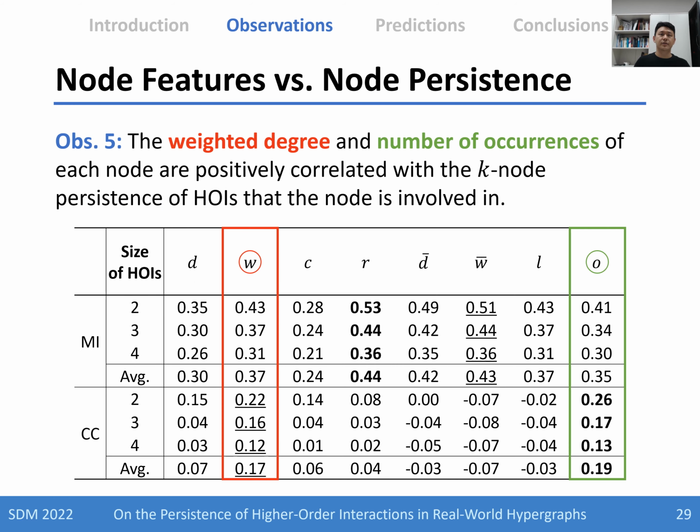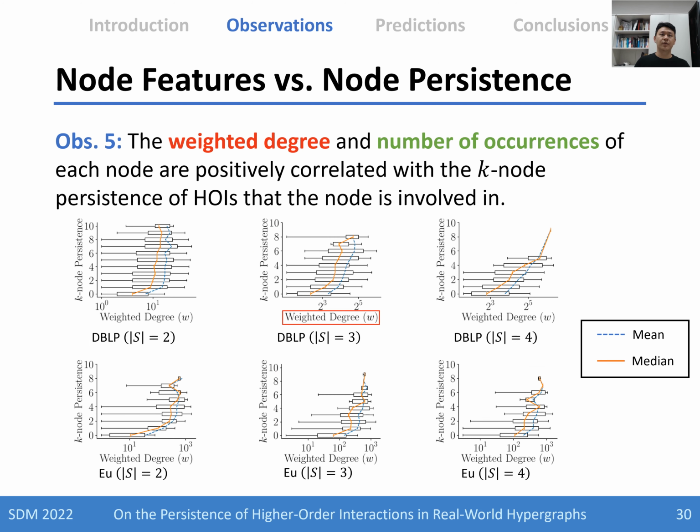On average, the correlation coefficient is strongest for the number of occurrences and weighted node degree. Our findings are supported by the average mutual information and correlation coefficients in this table. The strongest correlations are shown in detail for 2 datasets in these figures.